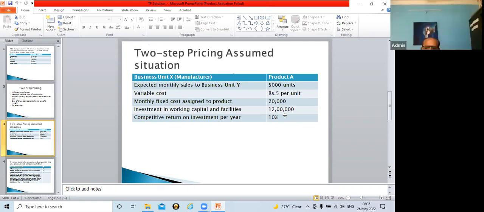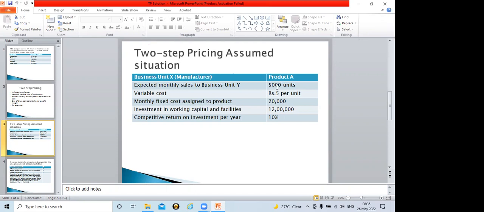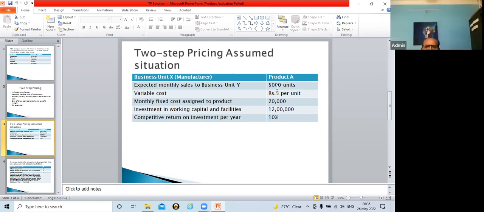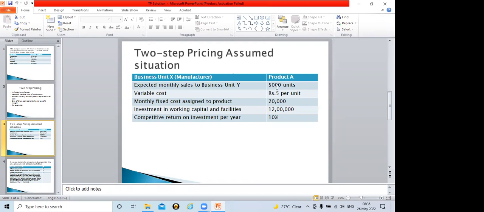So this 10,000 is for how many units? 5,000 units. So how much for per unit? 10,000 divided by 5,000. Calculate. What is the answer?